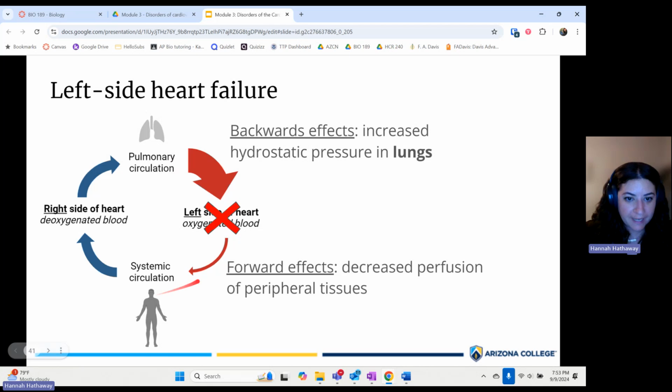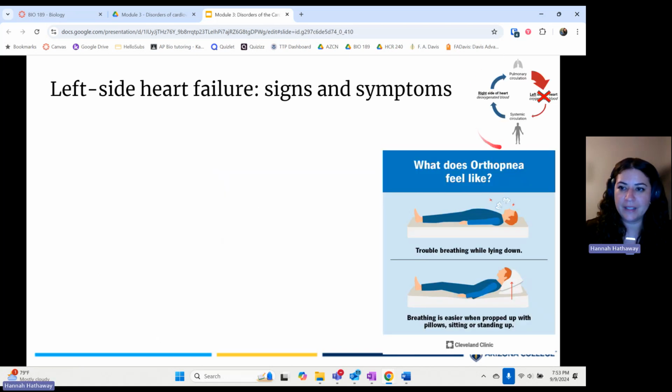And then forward effects. Because the left side of the heart is not working as effectively, it is not going to be able to perfuse, meaning it's not going to get enough blood to the rest of the circulation. So our forward effects, like I said, are going to be due to decreased perfusion of those peripheral tissues. They're not getting enough blood. Okay, so keep that in mind as we think about our signs and symptoms.